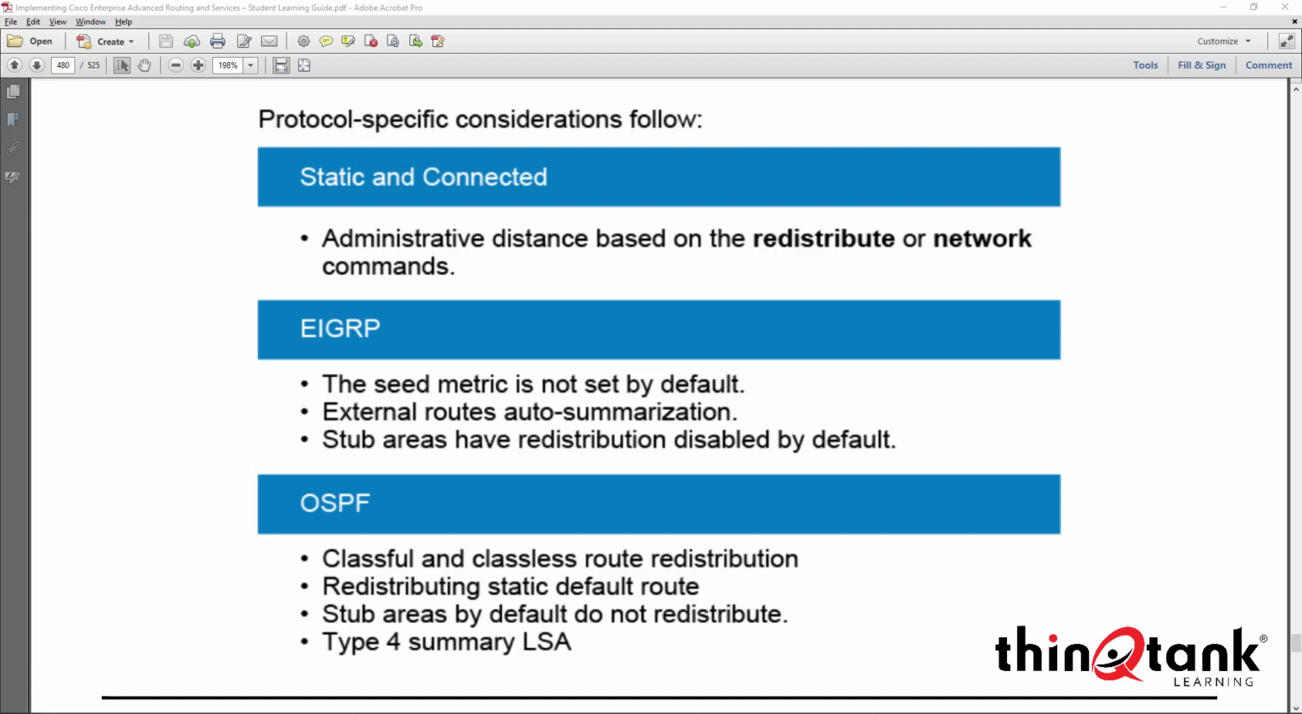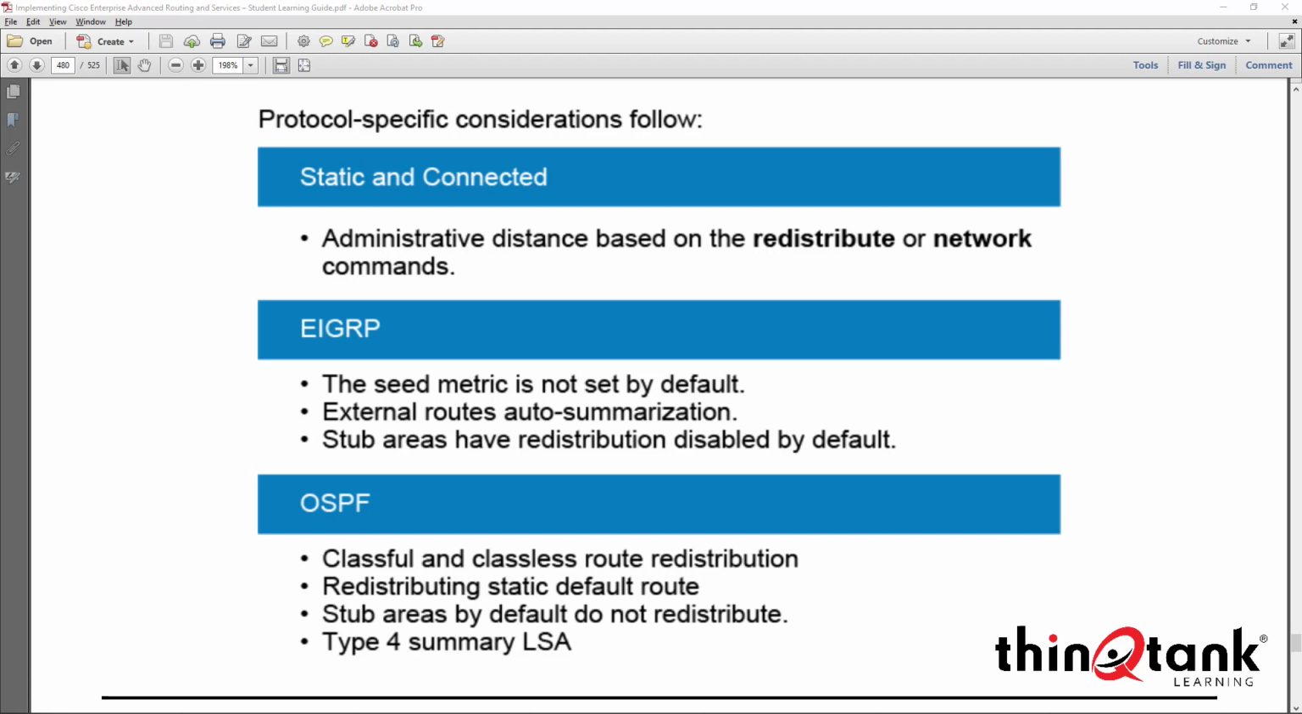All right? To generate a summary LSA, type 3, or to generate a type 4, we have to have a connection to other areas. And again, special area types are going to restrict what types of routes can go into that particular area. External routes are not allowed into any special area type as a type 5. Only type 7s are allowed in a not so stubby area or a totally not so stubby area.